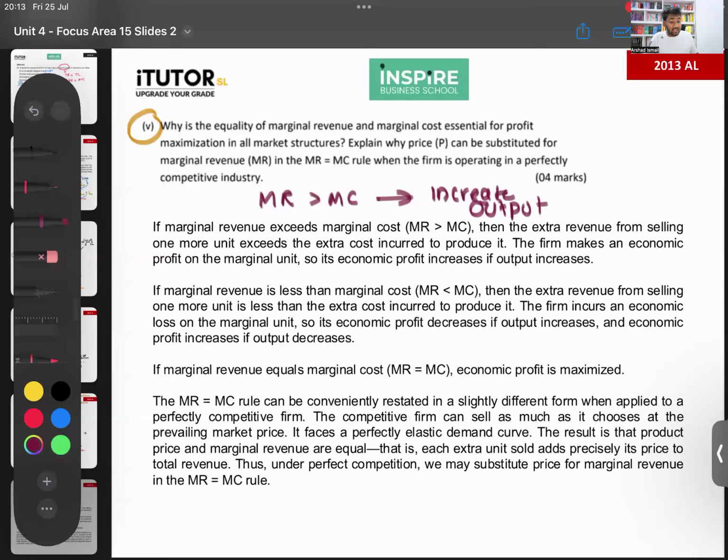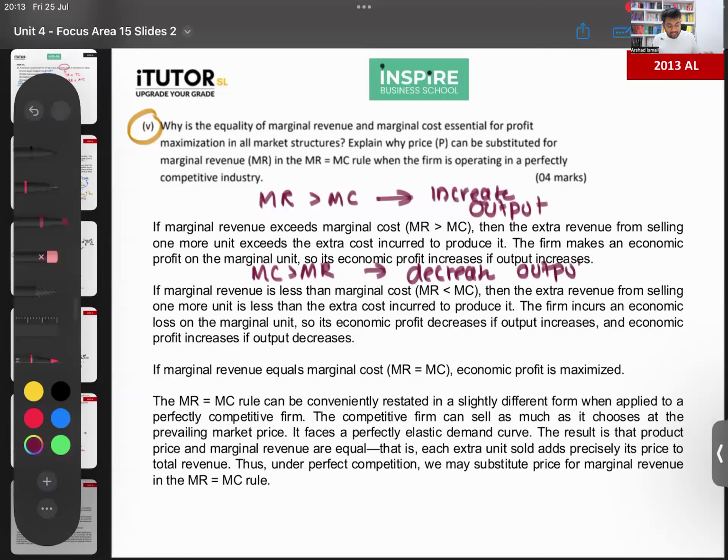What about the other way? What if your marginal cost is more than marginal revenue? Now, each additional unit, you're spending more than what you're earning. You're spending 5,000 to make it, but you're earning only 3,000. Now, what should you do? You have to decrease your output, because each additional unit contributes negatively to the profit.